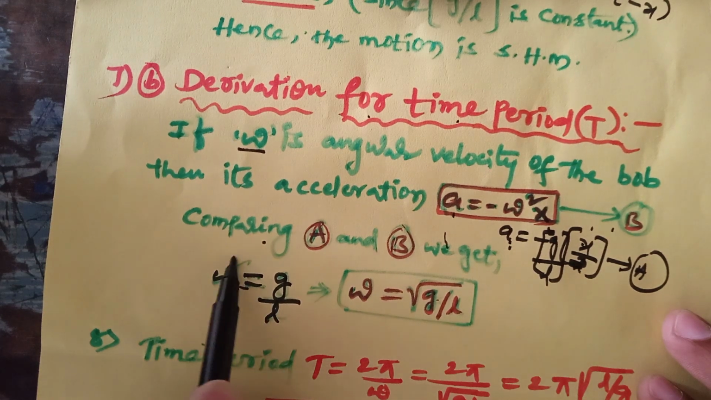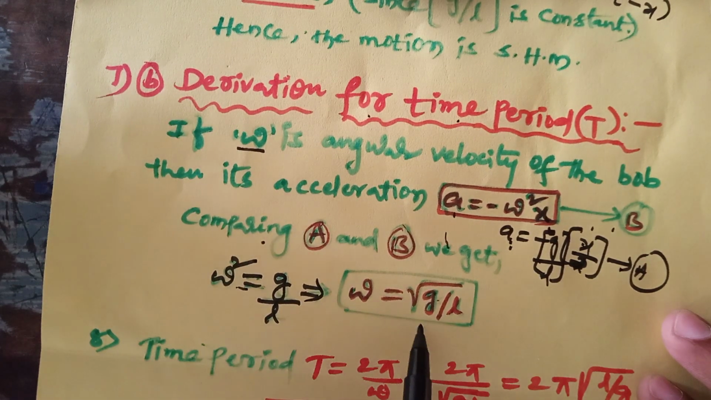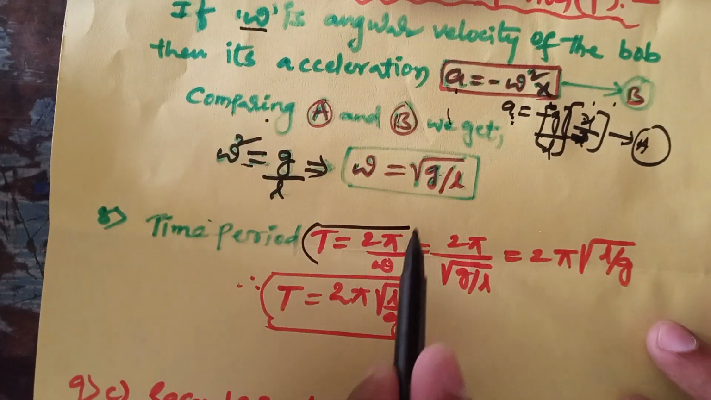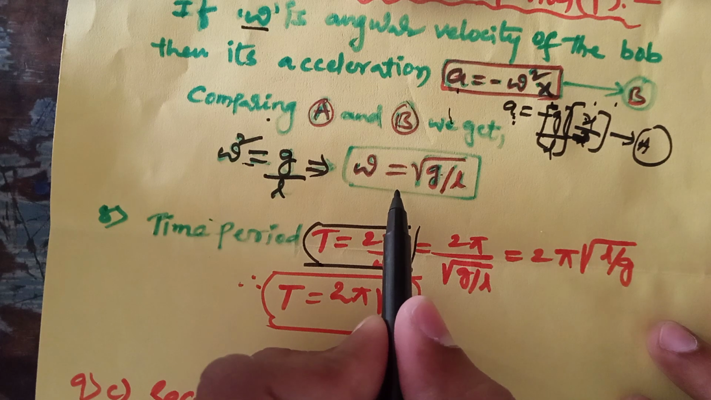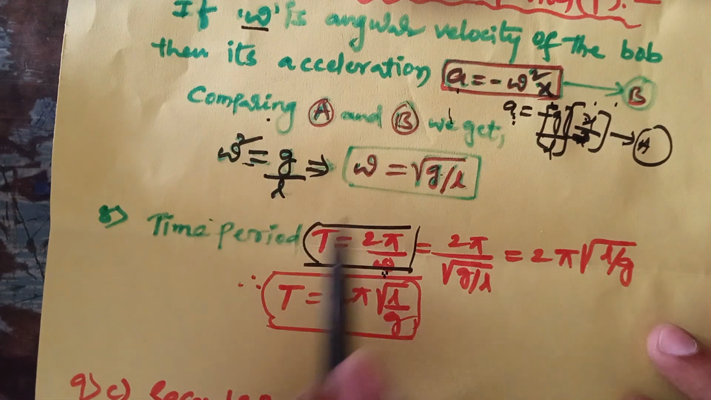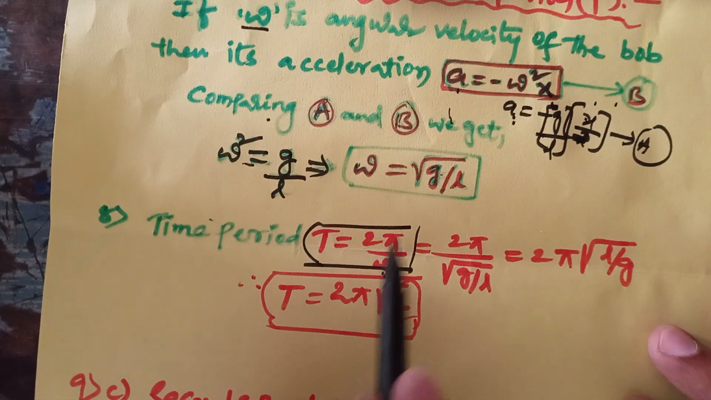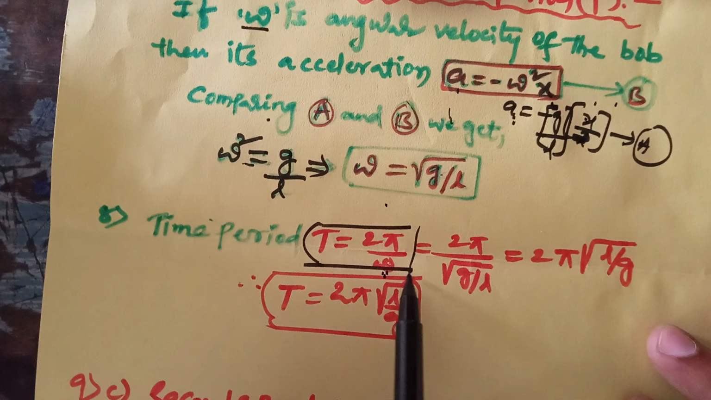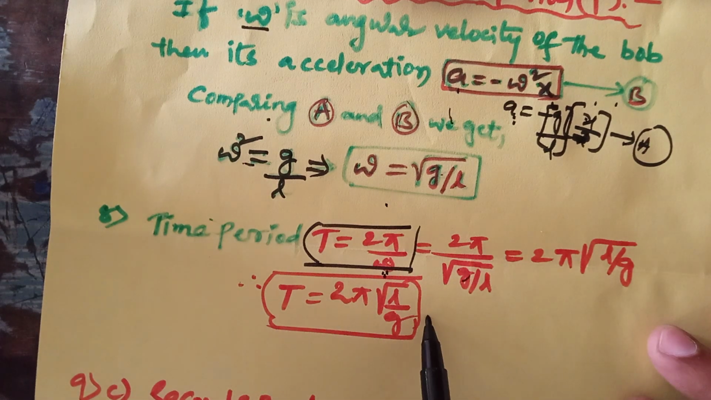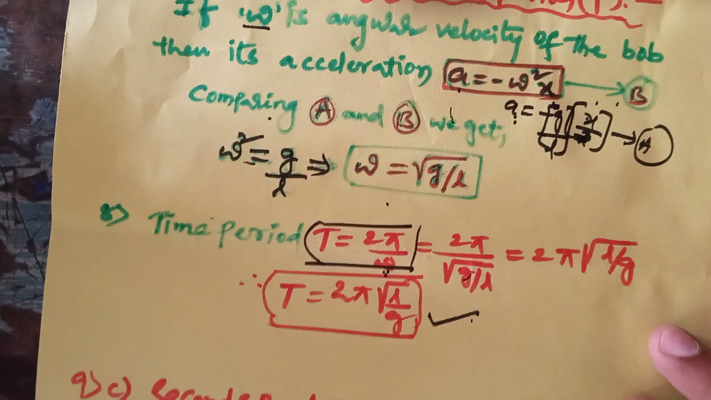From this we find omega is equal to root g by L. So the time period formula is T equals 2 pi by omega. We have already found the omega value. If we substitute it here, what is the time period formula? T is equal to 2 pi by omega. Substituting this omega value, we will get the time period T equal to 2 pi root L by g.